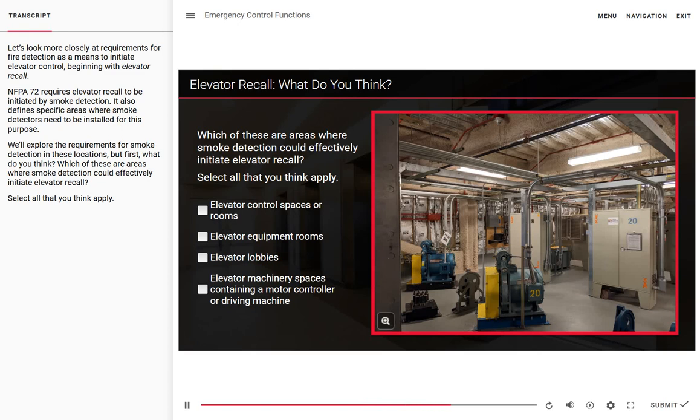But first, what do you think? Which of these are areas where smoke detection could effectively initiate elevator recall? Select all that you think apply.